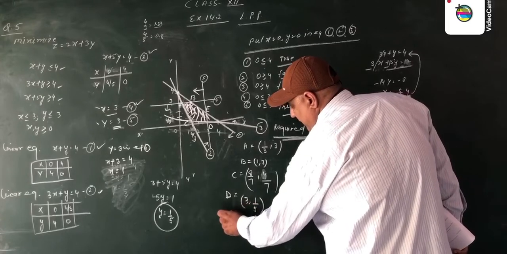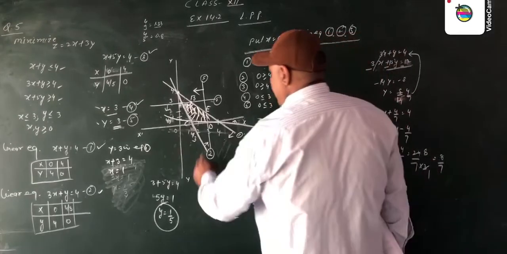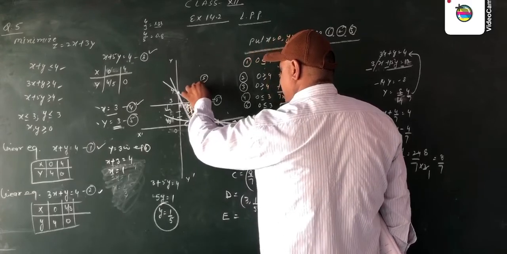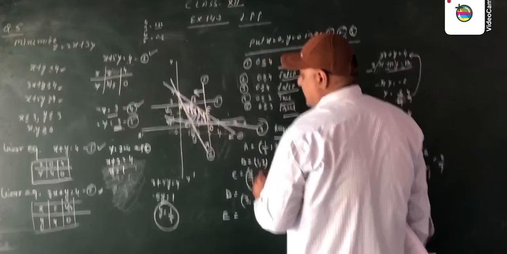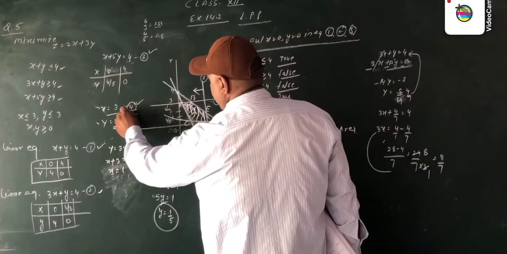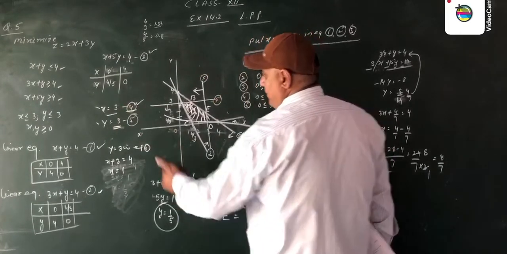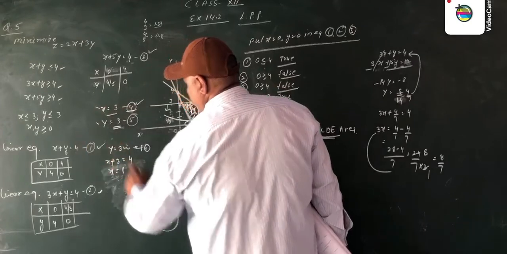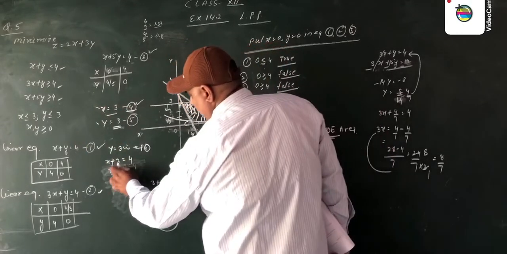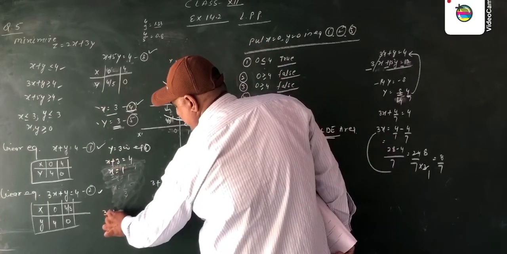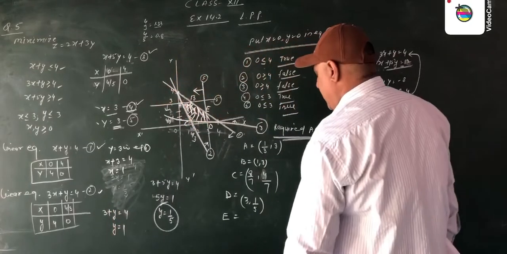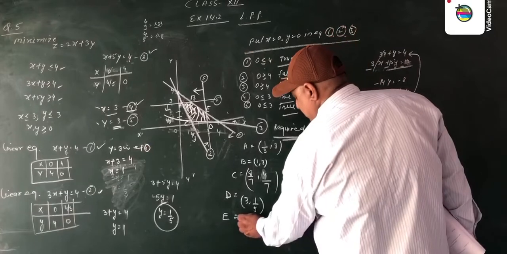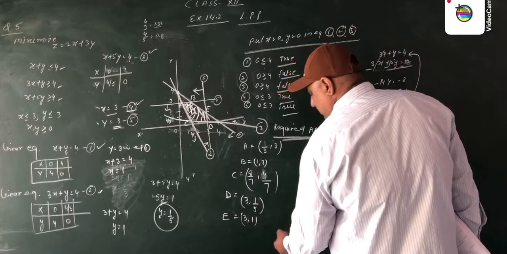Now we find the point E. E is the intersection of this equation fourth and equation first. So the x value we have found is x is equal to 3. If we put x is equal to 3 in equation first, 3 plus y is equal to 4, y is equal to 1. So now the point is x is equal to 3 and y is equal to 1.